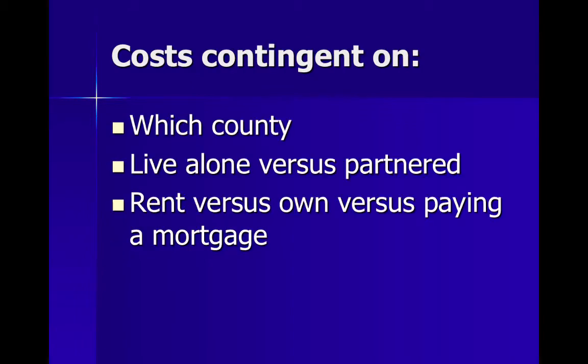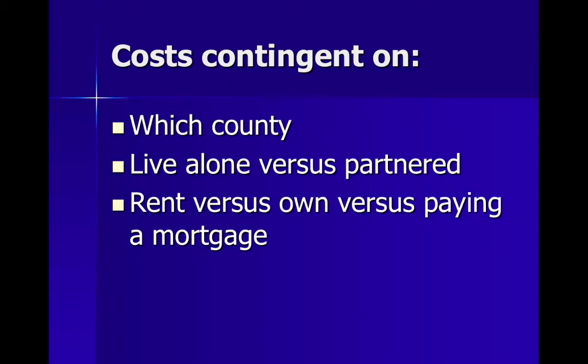Using data that were publicly available, the researchers estimated how much people would need to spend in each of these categories to meet their basic needs. Unlike the federal poverty measure, however, the researchers acknowledged that costs in each category would differ for various subgroups of older adults. For example, the cost of housing would differ depending on which county you live in, whether you are living alone or with a partner, and whether you rent or own your own home.